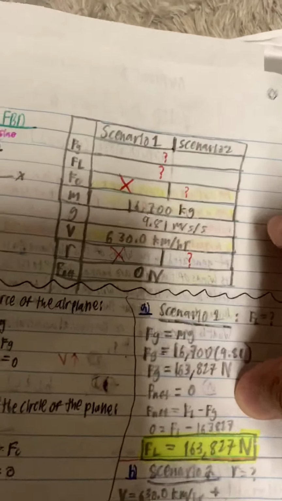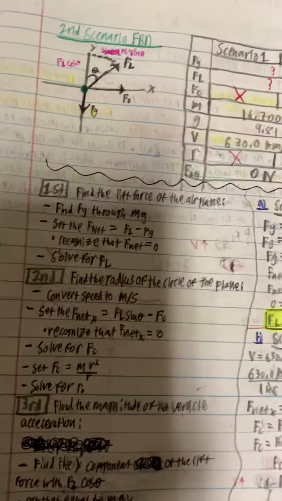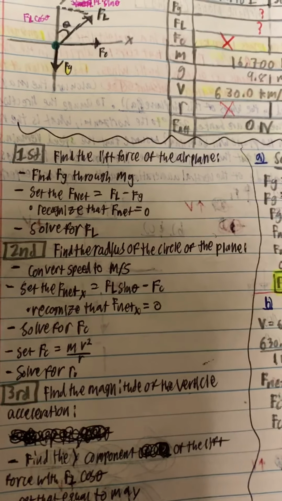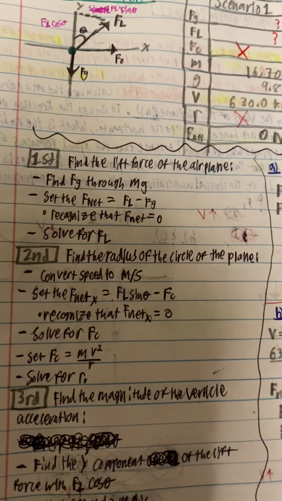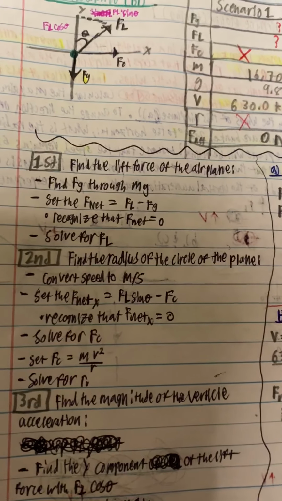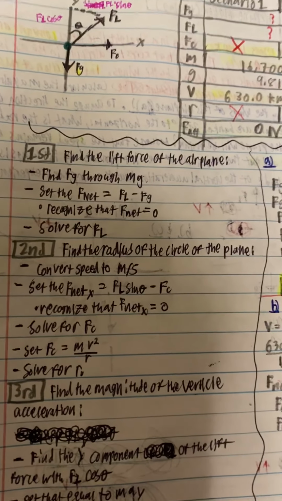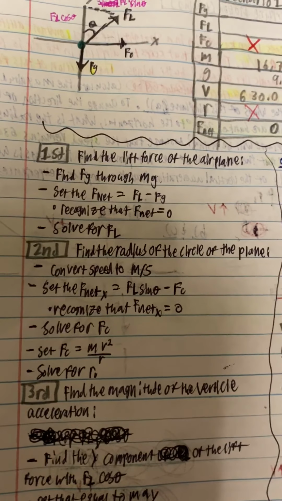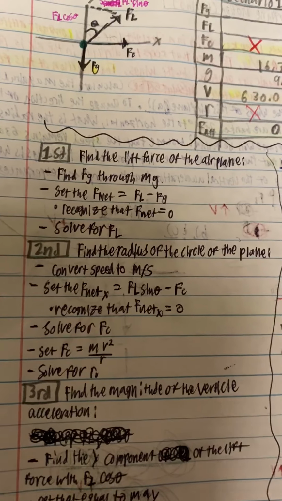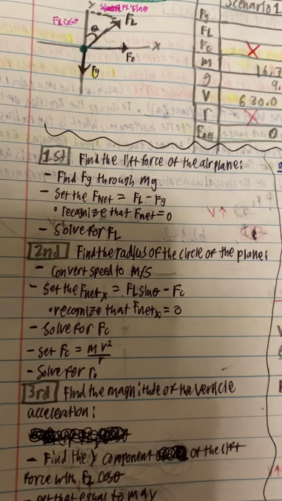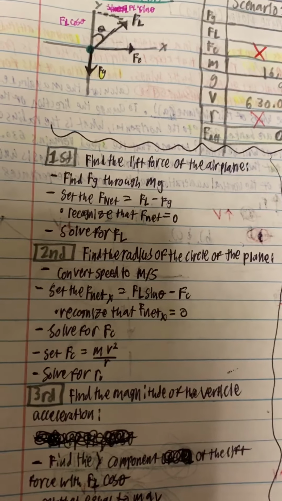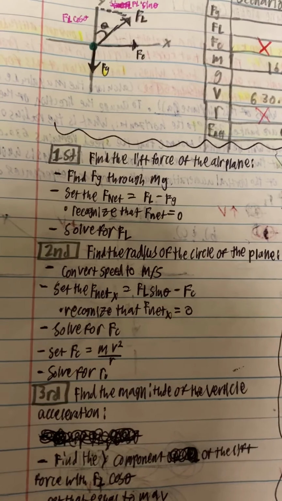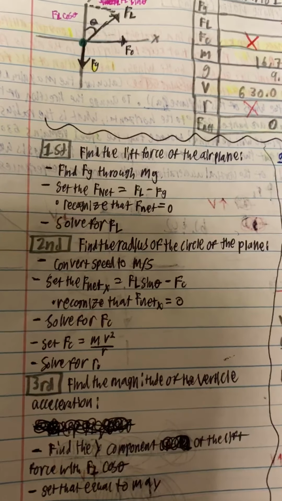Okay. Now that we've defined the knowns and unknowns, here's what we need to do to solve the problems. First, we need to find the lift force of the airplane. We can do this by finding Fg through the equation mass times gravity. We need to set the net force equal to the lift force minus the force of gravity. Also recognize that the net force is equal to 0 because there's no acceleration going on. It's just constant velocity. Then we need to solve for the lift force.